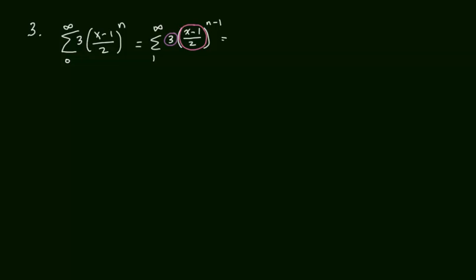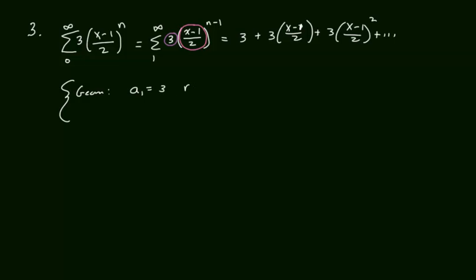Okay, so let's take a look at some of the terms. We have 3 plus 3 times x minus 1 over 2 plus 3 times x minus 1 over 2 squared plus dot dot dot. That is our function, and this is geometric. The first term, a1, is equal to 3. The common ratio is the entire thing raised to the n minus 1. So x minus 1 over 2 is our common ratio. And it's going to converge for the absolute value of x minus 1 over 2 is less than 1.